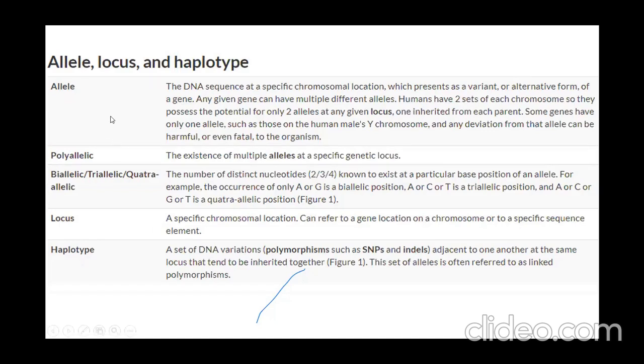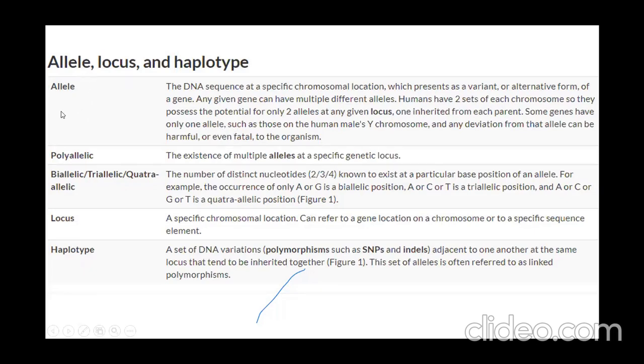One is capital T, one is small t, one is dominant, one is recessive. Each trait is represented by two alleles if the organism is diploid. There may be multiple alleles for a given gene or a given locus, which is called a polyallelic situation. Humans are diploid, so we usually get two alleles for a given locus. Some genes may be monoallelic, based on the sex chromosome, the Y chromosome.